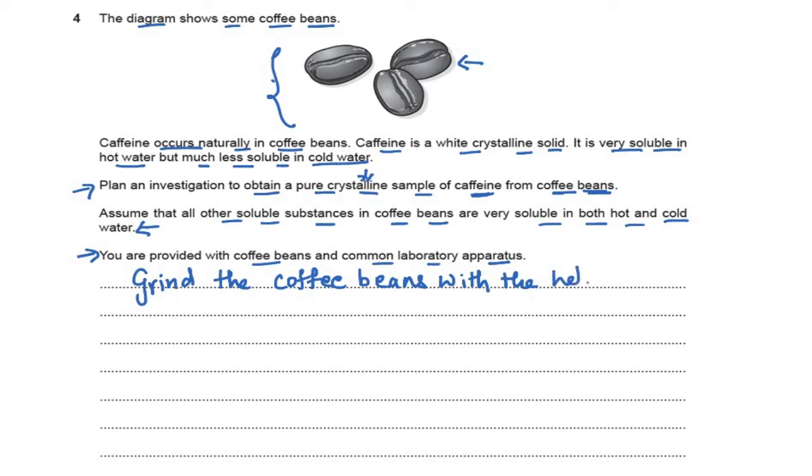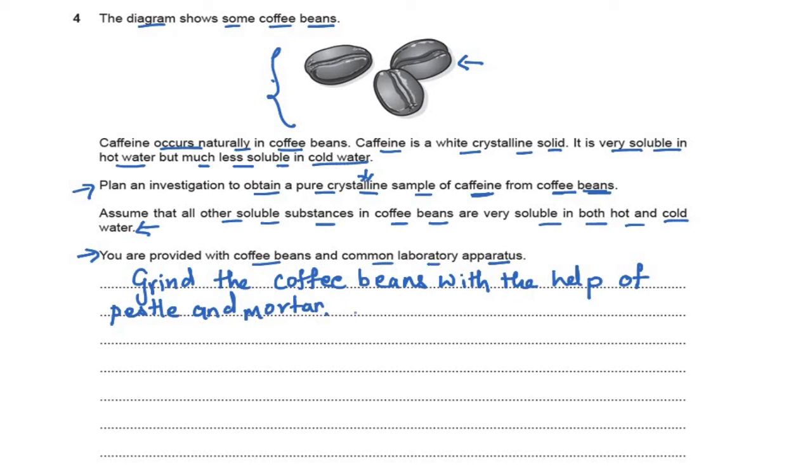Now we need to, as far as possible, mention all the apparatus which we are using, because we need to mention common laboratory apparatus which are given here. So with the help of pestle and mortar, I'm mentioning here. At times you get marks even if you don't mention it, but it's always good to mention. So grind the coffee beans with the help of pestle and mortar.